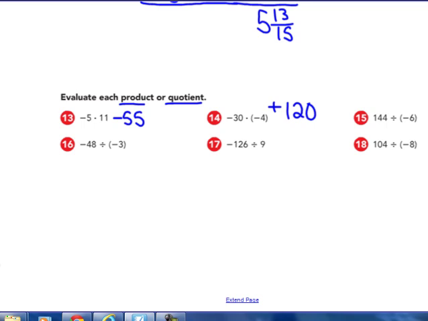Number 16 is a division problem. 2 negatives in my quotient here is going to give me an answer of positive 16. Number 17, 1 negative in my quotient. It's going to give me a negative answer. And 9 goes into 12 once. That's -14 is the answer there. So on to the next page.